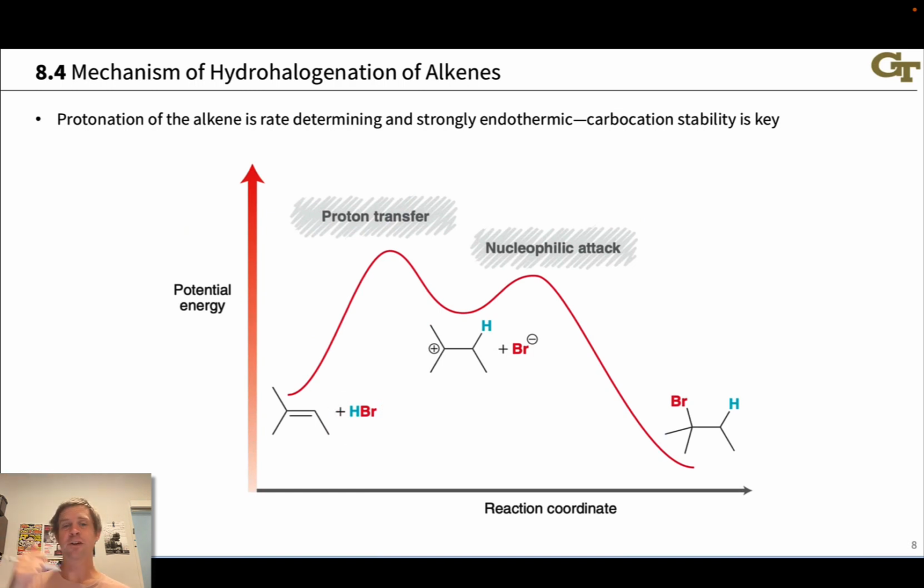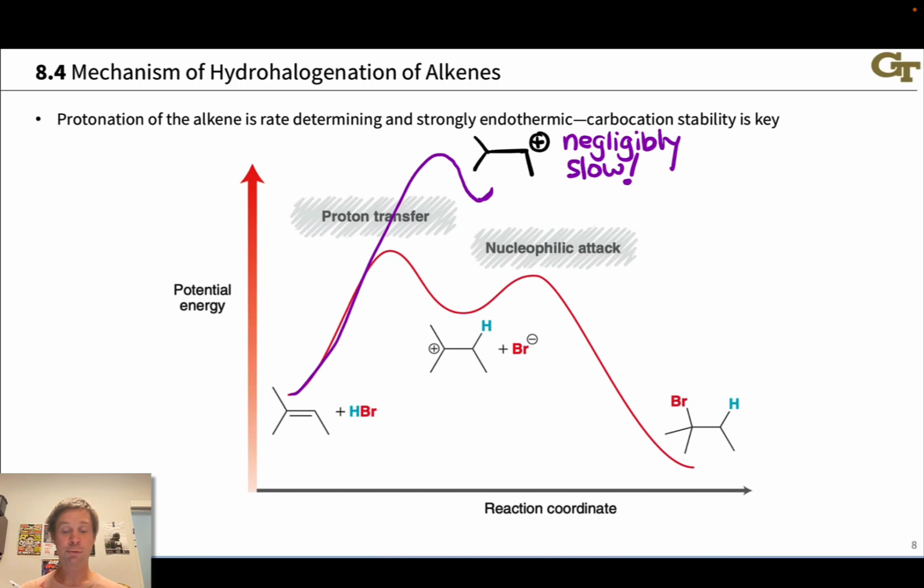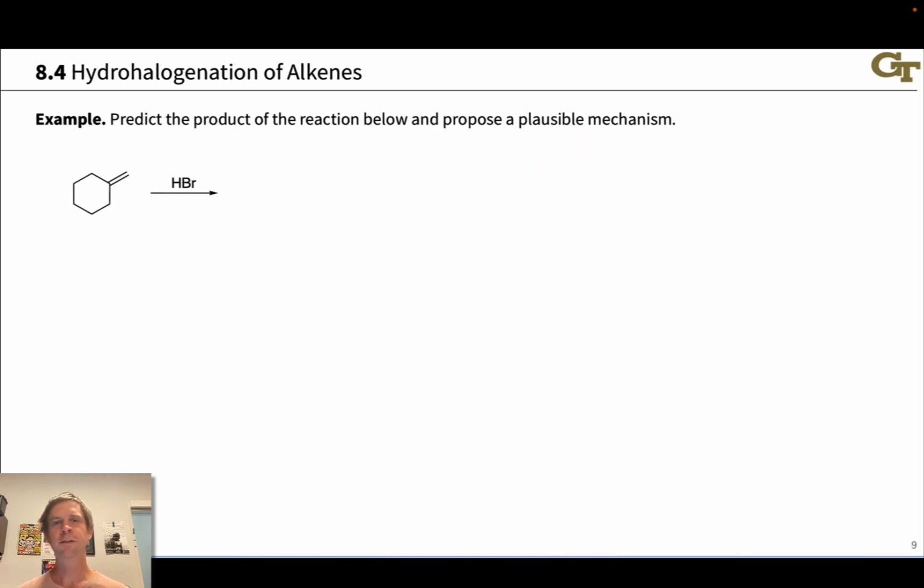If we go to a higher energy carbocation that's less substituted by protonating at the more substituted position, generating the secondary carbocation, well, now the activation energy is much, much higher, and the stability of the intermediate is much, much less. The energy of this intermediate is much higher, and so formation of this less stable cation is negligibly slow relative to formation of the more stable cation via protonation at the less substituted carbon. After this carbocation forms, we're already past the rate-determining step, so nucleophilic attack at the cationic center is very rapid at this point. Let's practice with hydrohalogenation by predicting the product of this reaction.